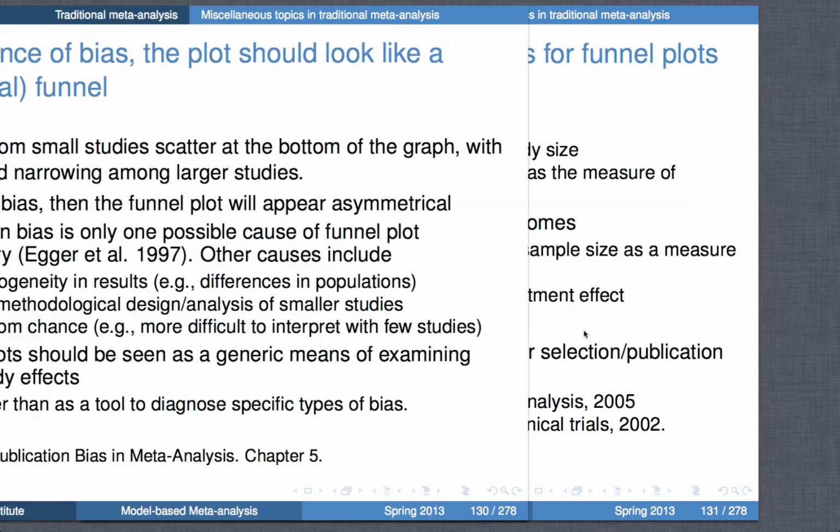And when we have a lot of studies, that deviation from the symmetry being due to random chance is smaller. But when we start getting fewer and fewer studies, really identifying the symmetry in the funnel plots becomes more difficult, and it becomes more likely that any deviation is due to random chance. So the recommendation by Rothstein and colleagues is really just to view funnel plots as a generic means of examining small study effects, rather than trying to diagnose specific types of bias, such as publication bias.